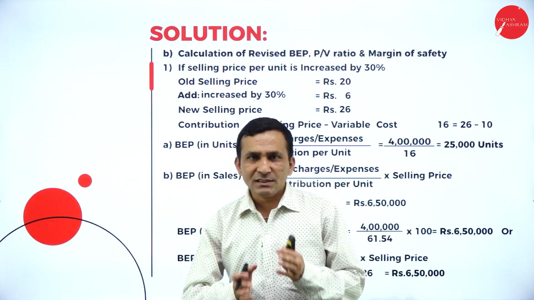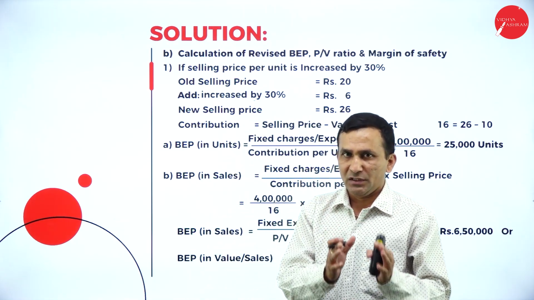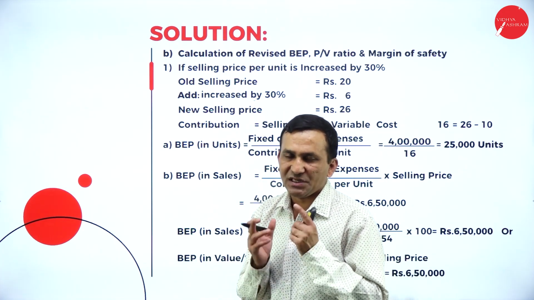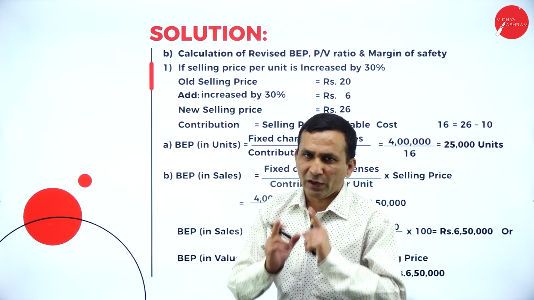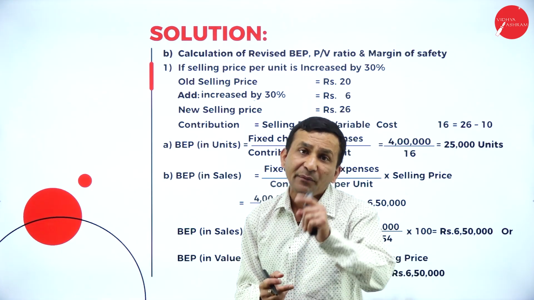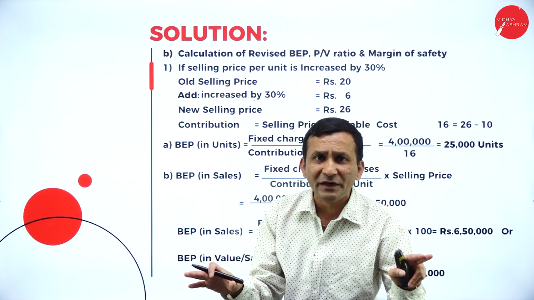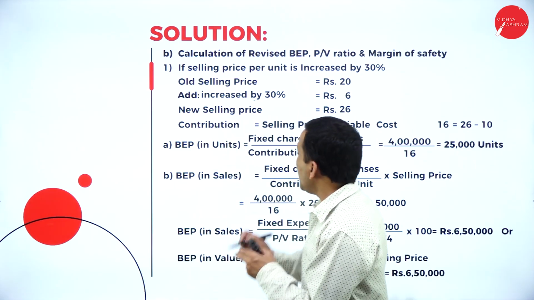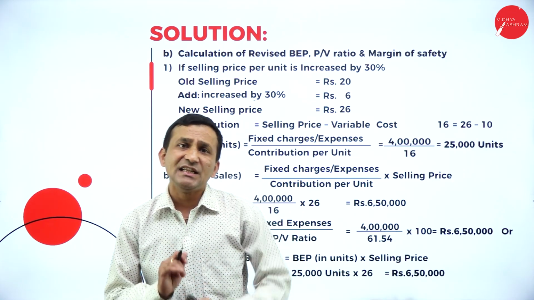In the last slide, whatever we calculated was based on the normal selling price only. Now there are two questions given. One is a 30% increase in the selling price. Only the selling price changes, so the fixed cost and variable cost cannot change. The information is applicable only to the selling price. The other question is a 10% decrease in the selling price.